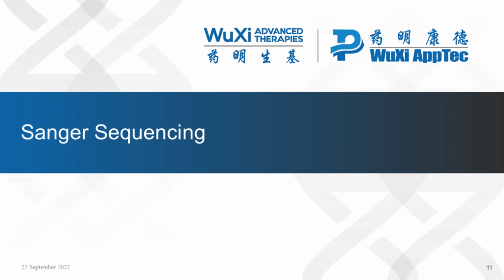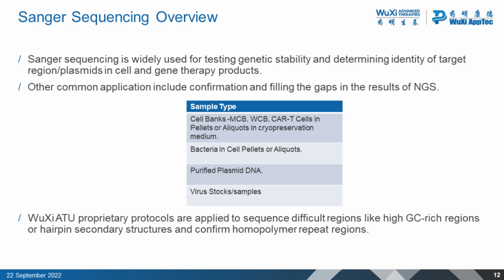I'm then going to move on to the next technology that can also be used for sequencing of the viral genomes and/or for confirming identity. Sanger sequencing is another method that WuXi offers to its clients. Sanger sequencing is widely used for testing genetic stability and determining the identity of specific target regions in cell and gene therapy products. Sanger sequencing is a gold standard method.